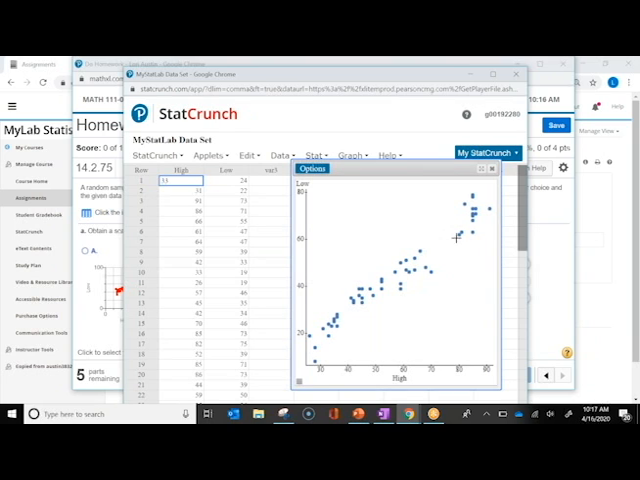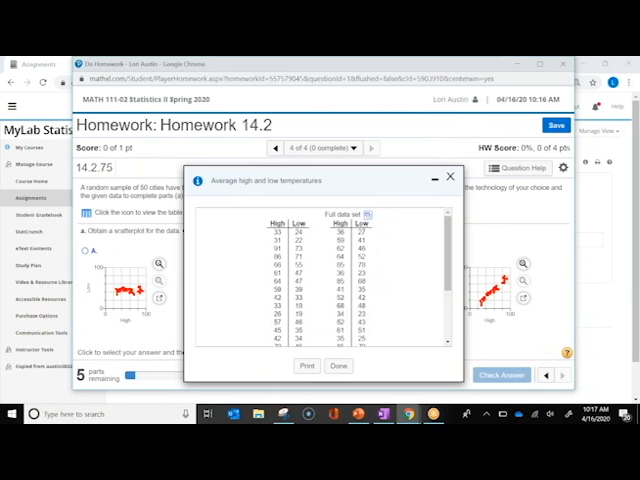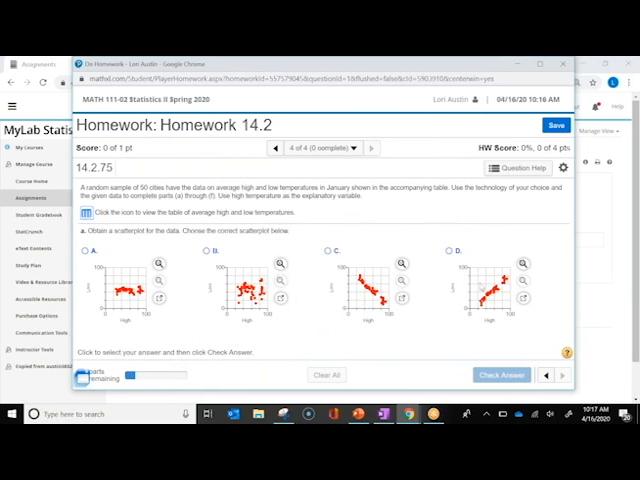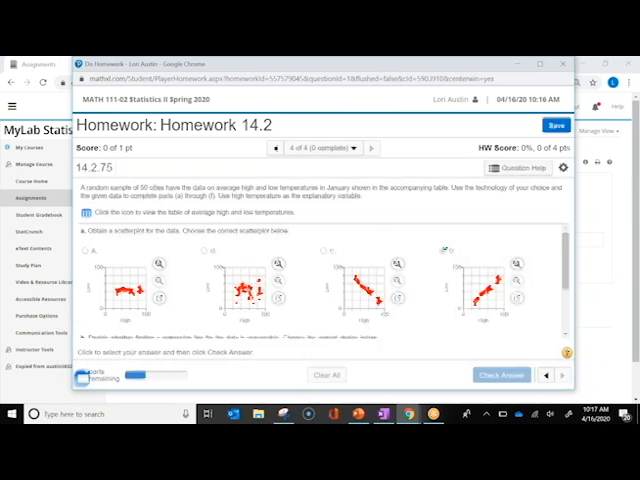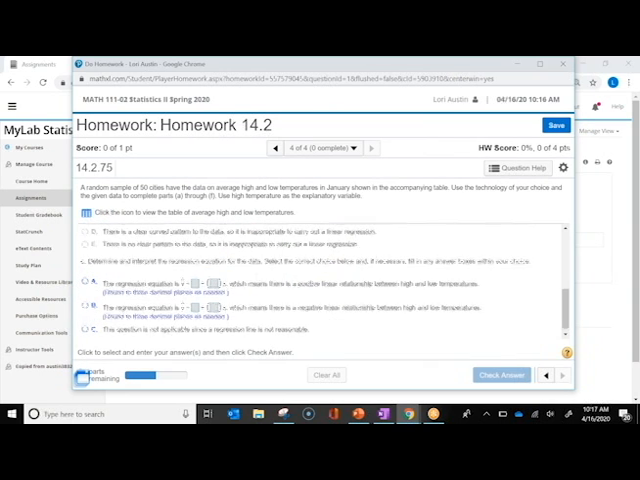Okay, so there it is. It's relatively going up. So we've got to pick the one that fits that the best. I'm assuming it's this one, right? Does that look good? Yeah, that's good. So yes, they're deciding there is a linear pattern to the data, so it is appropriate to carry out linear regression. Yes, that seems to be the one that I would pick. Do they give you more? No. Oh no, there is more. Parts remaining.